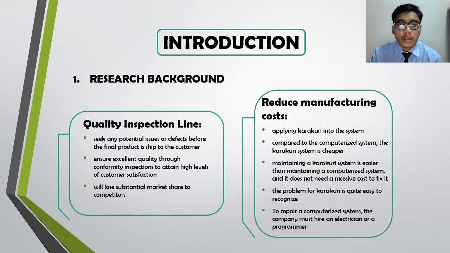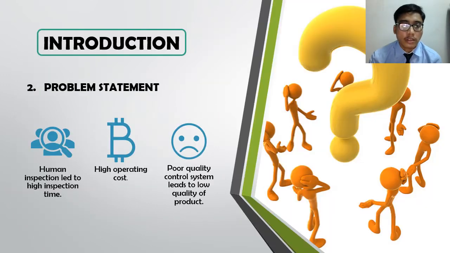Nowadays, many companies try to reduce the manufacturing cost, and some of the companies are starting to apply Karakuri into the system, which is cheaper compared with the computer system. This is because maintaining a Karakuri system is easier and does not need a massive cost to fix it. Any problem or issue in the Karakuri system is also easy to recognize. However, for the computer system, the company needs to hire an electrician or a programmer that surely will increase the manufacturing cost.